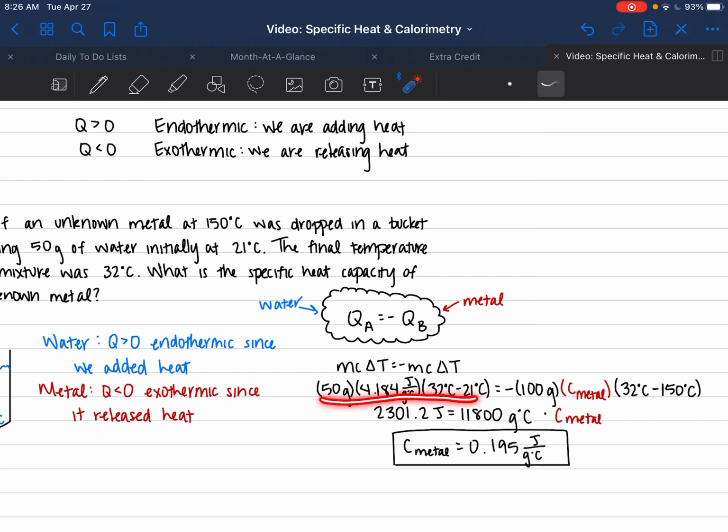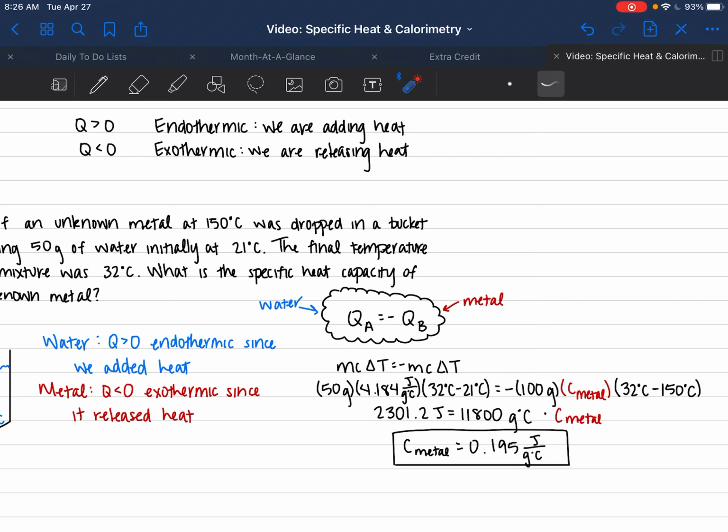So when I multiply the left-hand side out, I get 2301.2 joules. And then when I multiply the right-hand side out, I get 11,800 grams degrees Celsius. So how did I get my units?